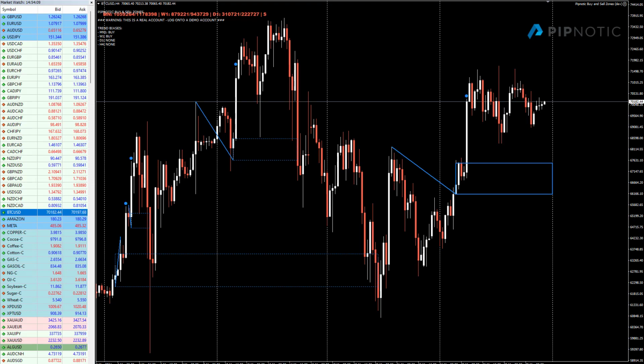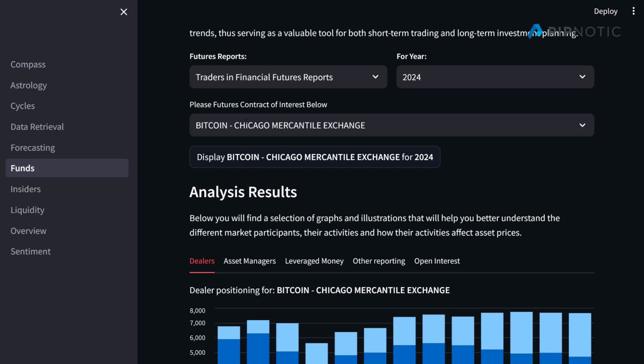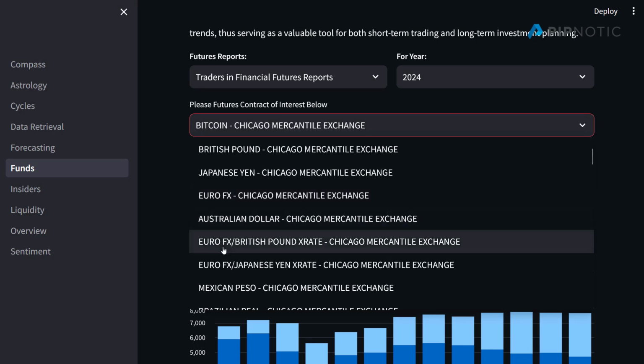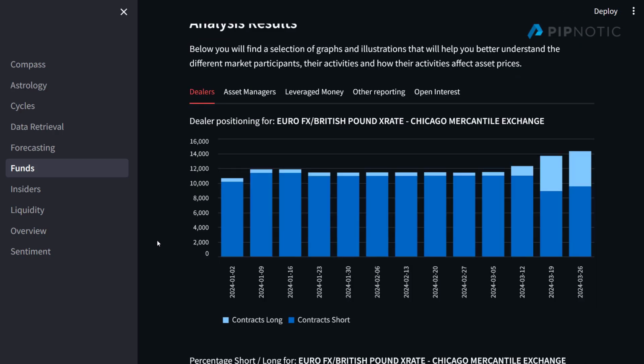All right, so let's do another example. Let's have a look at a currency pair. Let's have a look at the euro versus the British pound. Okay, so here we have a few things.